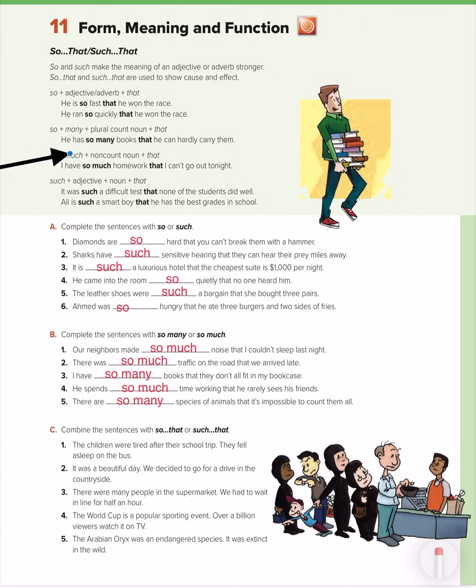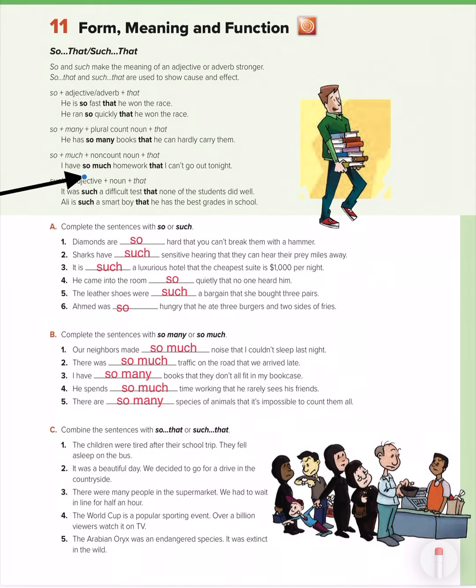So much with nouns that you can't count. So you use much for things that you can't count. For example, water. Can you count the water? No. Can you count, for example, the rice? No. And so on. I have so much homework. So can you count the homework? No. That I can't go out tonight.